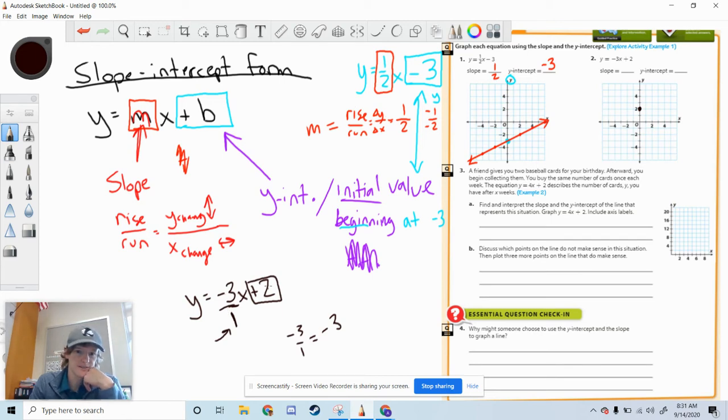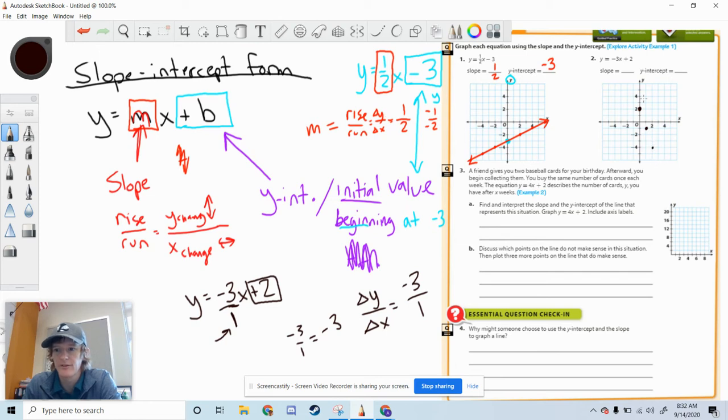So starting at 2, we're going to go down 3, because our y change over our x change is negative 3 and 1. Our y change is negative, so I need to go down by 3. So down 1, 2, 3. And then the 1 is positive, so I'm going to the right. I need to put a point right there. I'm going to do that again. Down 1, 2, 3, to the right 1.